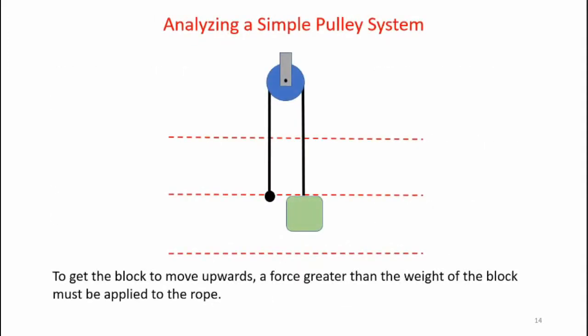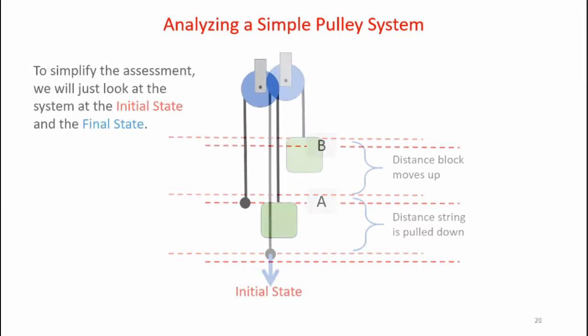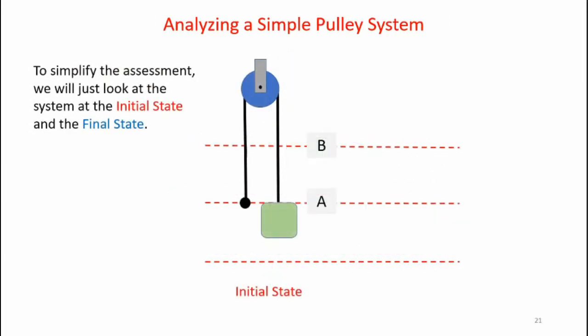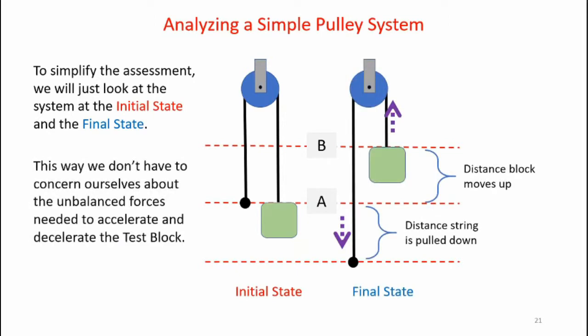So, if I apply a force downward on the string that's slightly greater than the weight of the test block, I can get the test block to move upwards. Now in this particular pulley configuration, the distance the block moves up is exactly the distance the string is pulled down. Now to simplify the assessment, we will just look at the system in the initial state and the final state. Here's the pulley system in its initial state, and here's the pulley system in its final state.